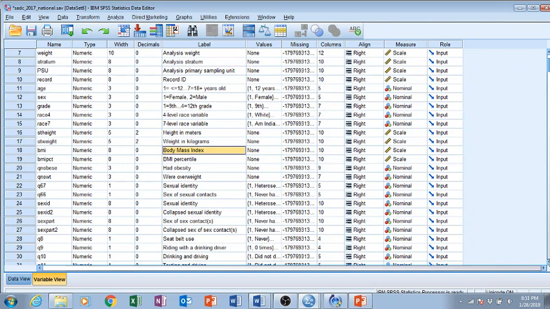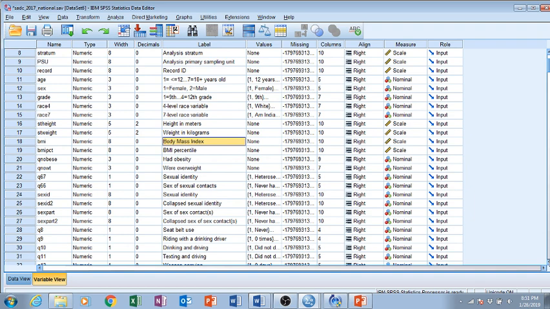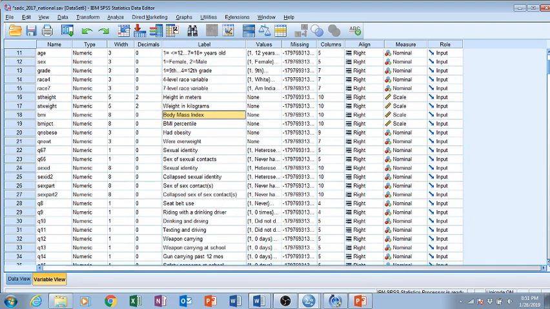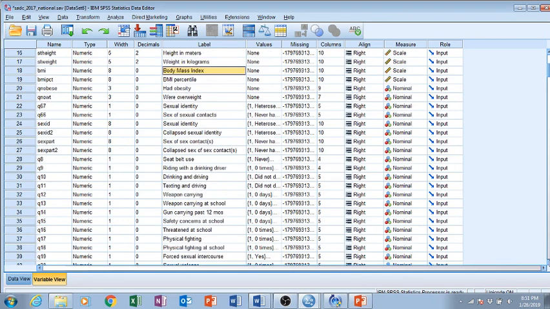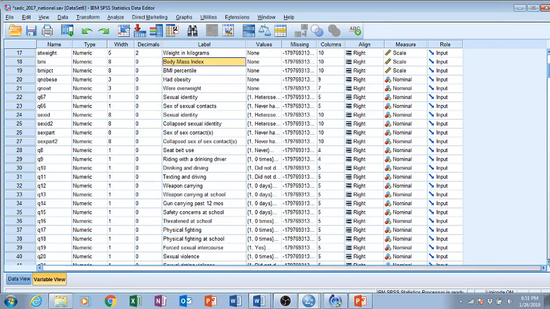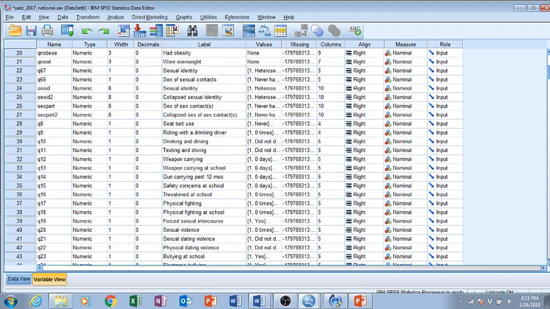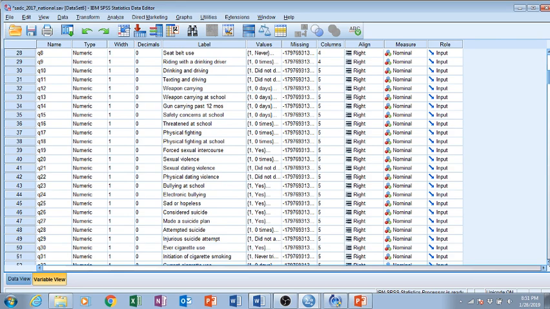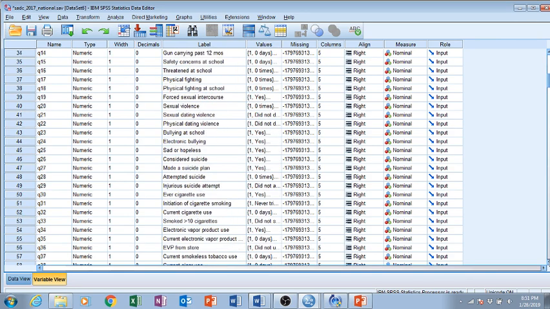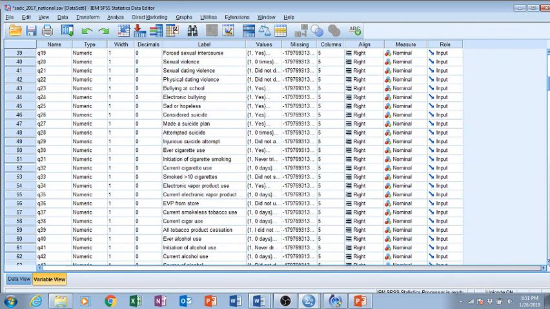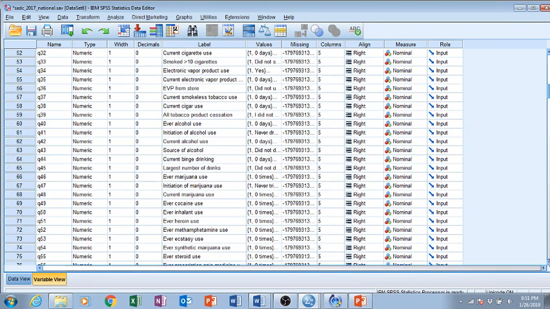If you scroll through the data and scroll through the labels, you can get an idea of what types of questions they're asking, like drinking and driving, texting and driving, carrying a weapon at school, carrying a gun in the past 12 months, physical fighting, forced sexual intercourse, sexual violence, dating violence, and so on. And it's just incredible the number of questions that are addressed here. So it's a really interesting data set that I pulled from the CDC.